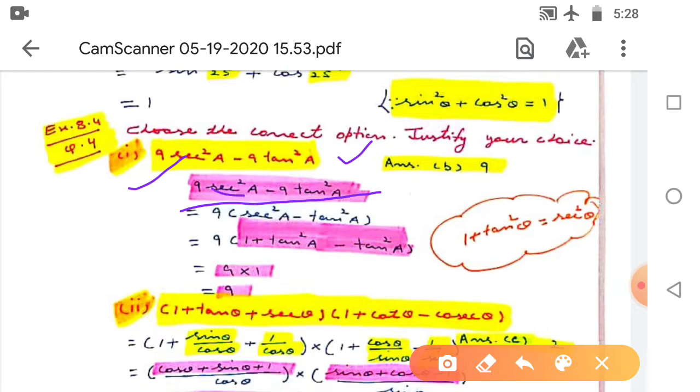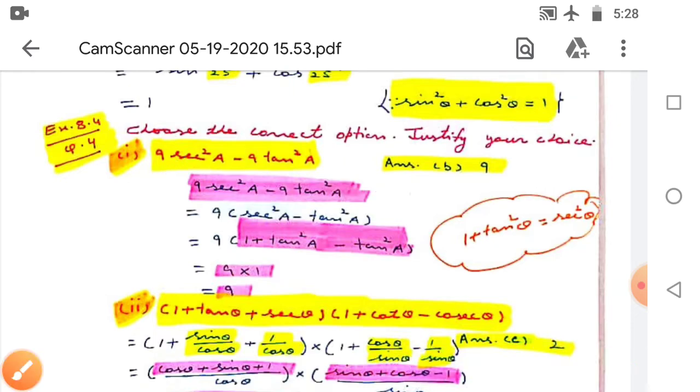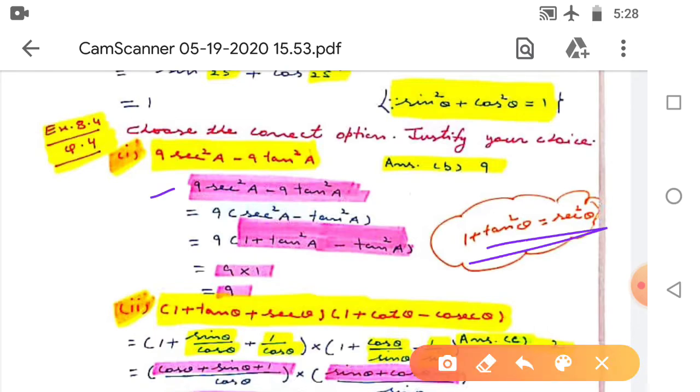This is sec square theta. Here we have sec square A. So, you know, 1 plus tan square theta is equal to sec square theta. 1 plus tan square theta is equal to sec square theta. This identity should be in your mind.